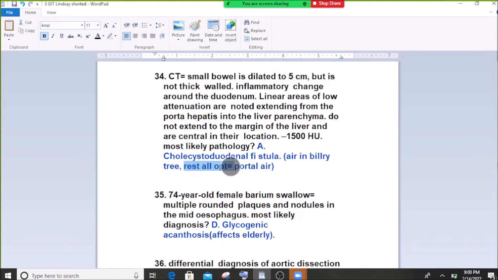The rest of the options show portal air, correct? This specific sign, linear areas of low attenuation extending from the portal apparatus into the liver parenchyma but not to the margin of the liver, and central in location, shows air in the biliary tree. The rest of the options show portal venous air. The diagnosis is cholecystoduodenal fistula. Also, there is inflammatory change around the duodenum and the small bowel is dilated. So this all shows cholecystoduodenal fistula.